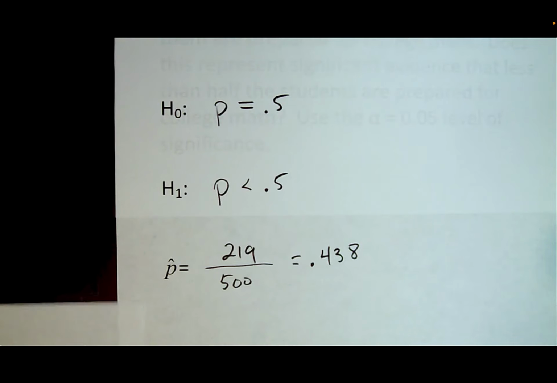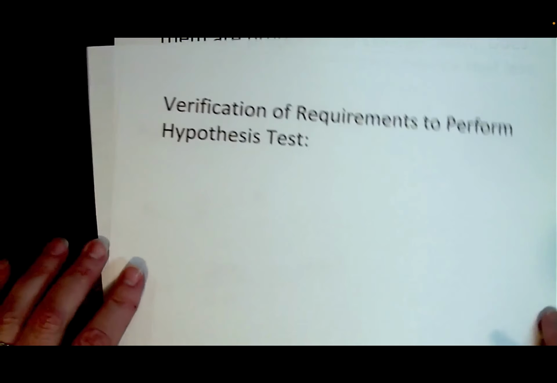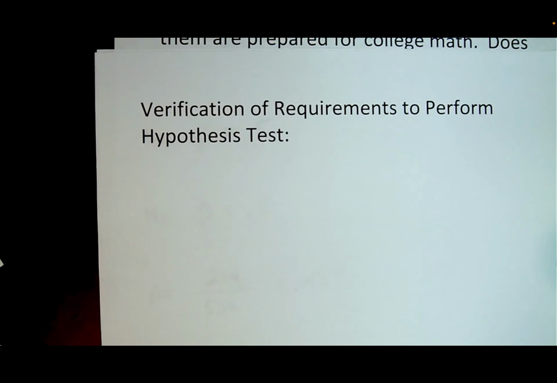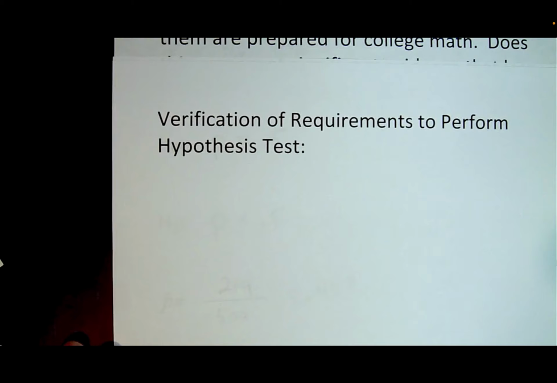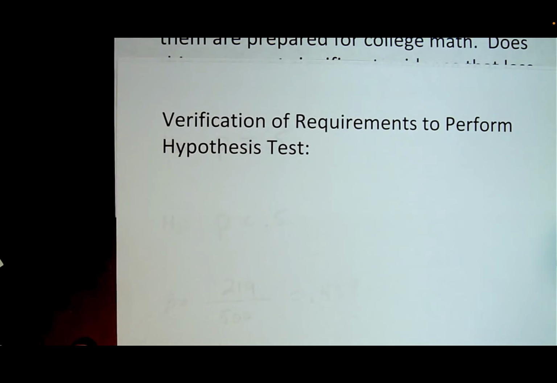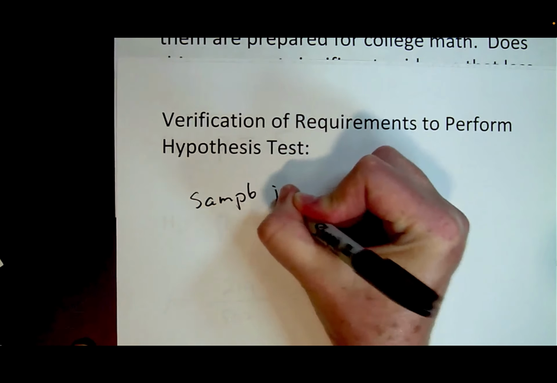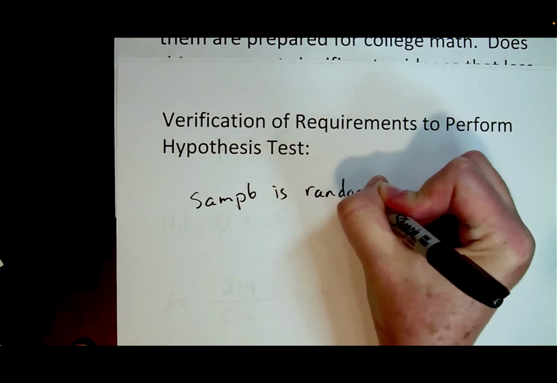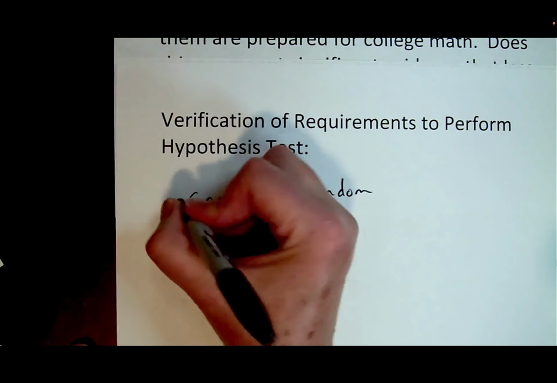Now, let's go ahead and verify that the requirements to perform the hypothesis test are satisfied. You don't have to do this unless you're asked to, but sometimes you're asked to. So let's go through that. The sample is random. So it needs to be a random sample. How do we know that? The problem said so. It said she obtains a random sample of 500 student records.